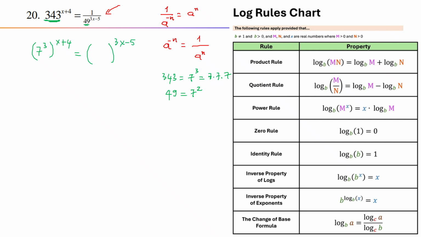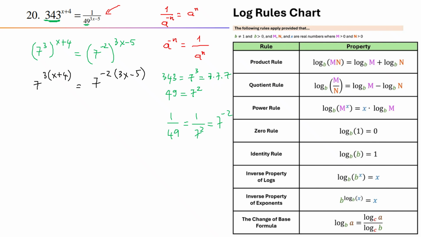Now the inside is 1 over 49, that is 1 over 7 squared, that is 7 to the power of negative 2. So I will rewrite that as 7 to the power of negative 2. Okay, now we apply the formula we just reviewed in the previous questions. We will have 7 as the base, okay, so m is 3 and then n is x plus 4.